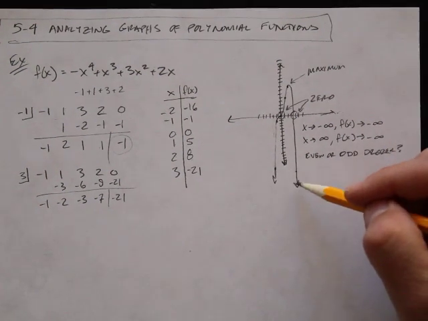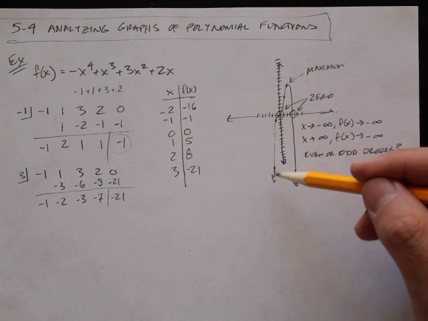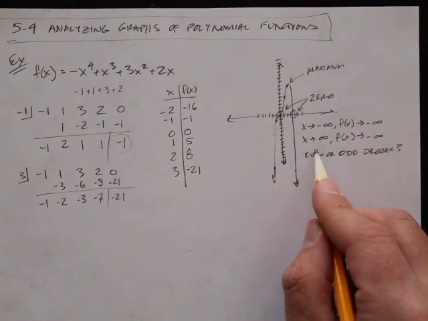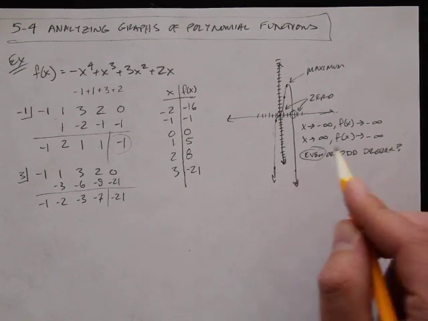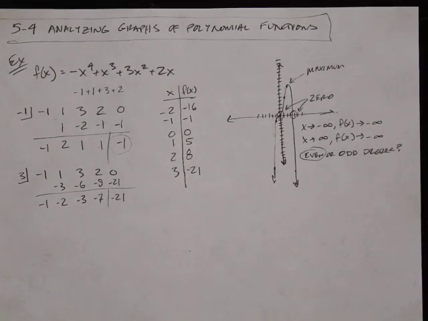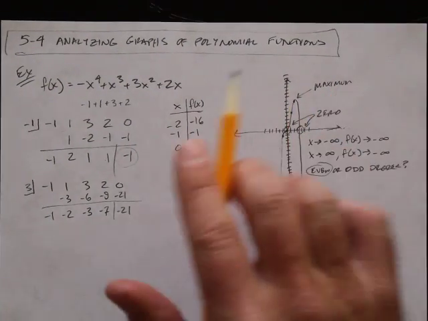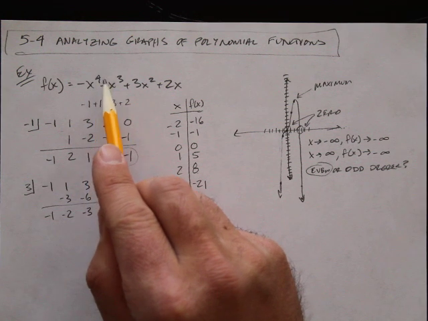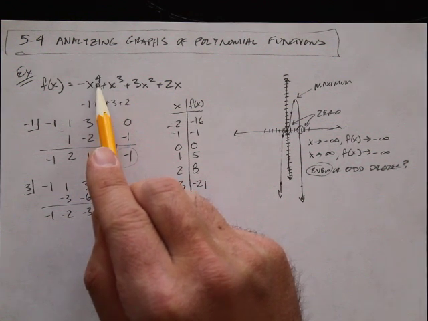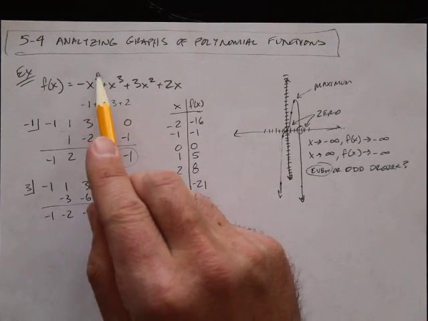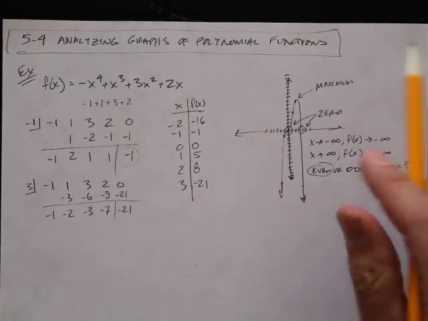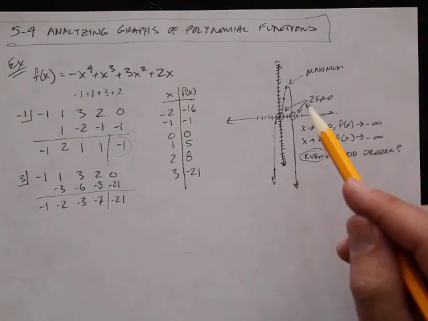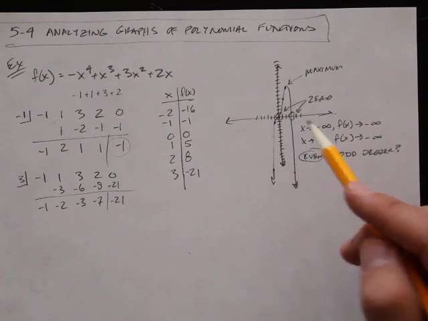Since both arrows are going the same direction as far as f of x goes, then we have an even degree polynomial. Also, we can look right here. The degree of this polynomial is 4, so it's even. All right, now let's talk about these zeros.